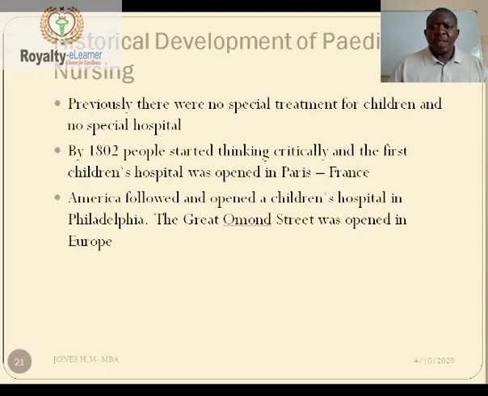So previously, there was no special treatment for children and no special hospitals. But by 1802, people started thinking critically, and the first children's hospital was opened in Paris, France. America followed and opened the Children's Hospital in Philadelphia. Great Ormond Street was opened also in Europe.